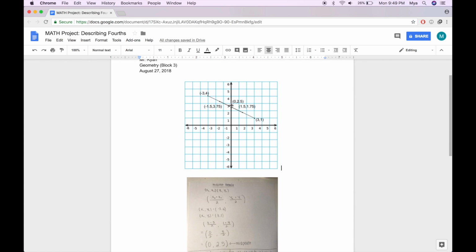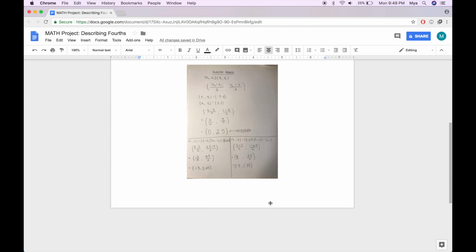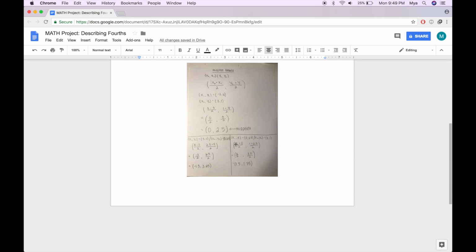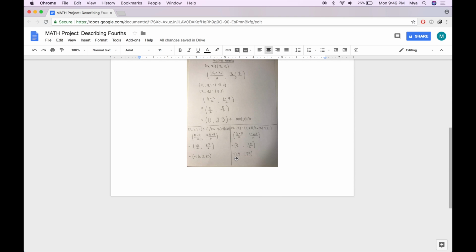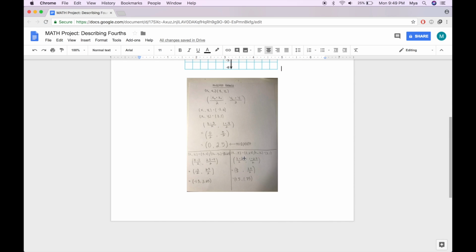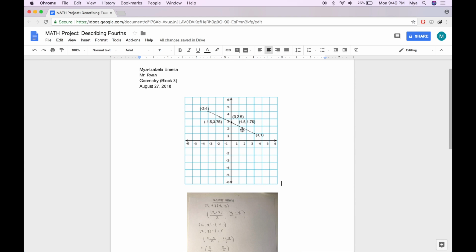And to find the midpoint from (0, 2.5) to (3, 1), the work is right here. You use the midpoint equation, plug in your numbers, and you should get (1.5, 1.75), which is right here. And that's how you can use the midpoint equation to divide a line segment into fourths.